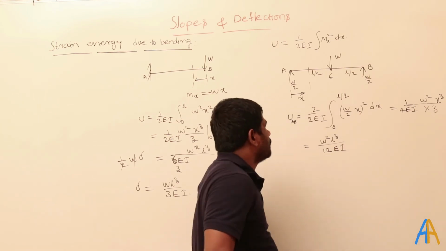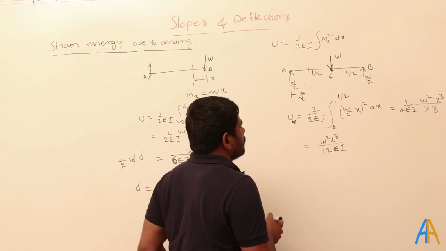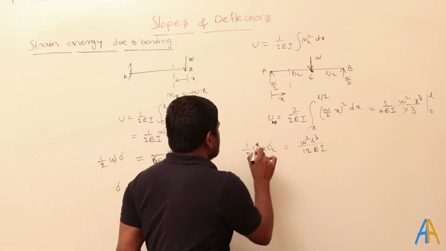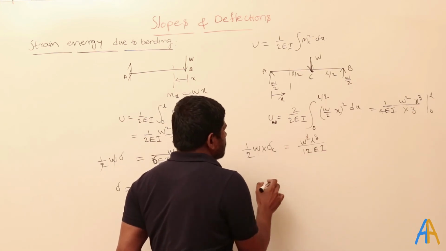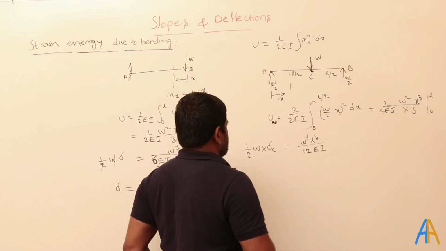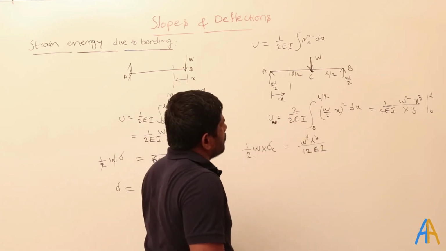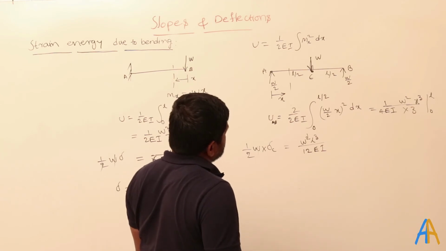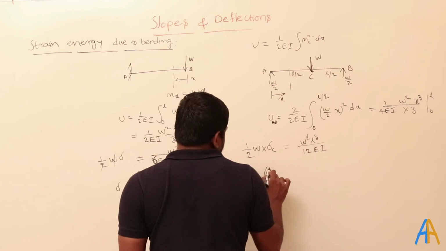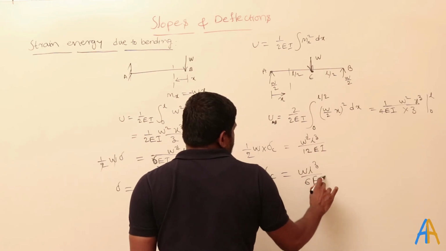Okay, this is the value. But at the point C, wherever the load is acting, that is the delta we need to consider. So at the point C, W into delta C, this is the value. W will get cancelled and half will get cancelled. Then how much do you have here? What is the value here? See here, 2 will get cancelled. Here we have 4, x square, W x square divided by 3. So here 2 will get cancelled. Then we will get delta C equal to W L cube divided by 6 EI.